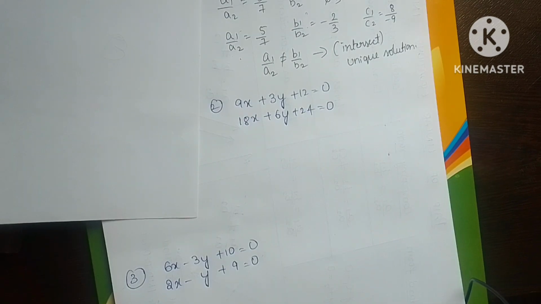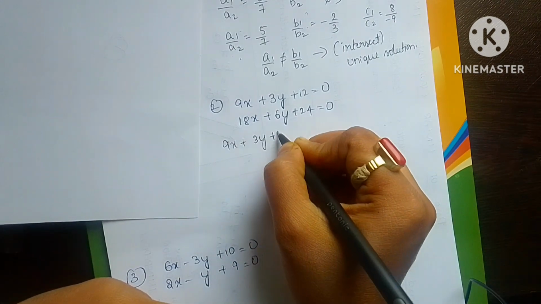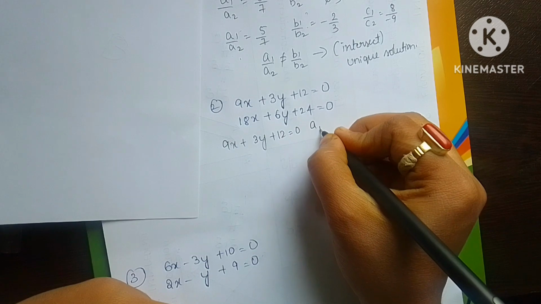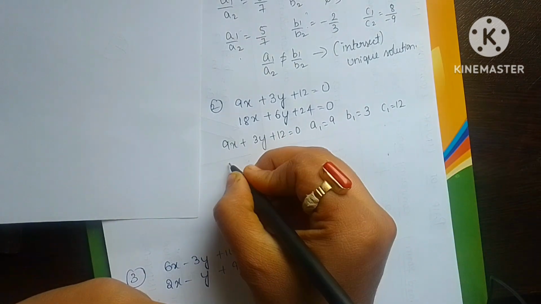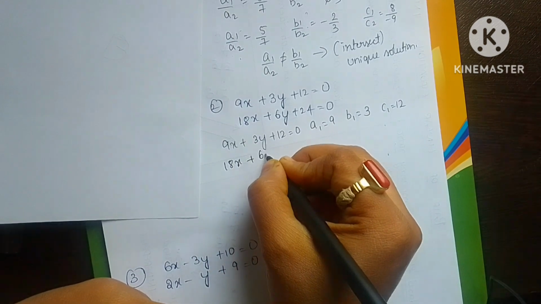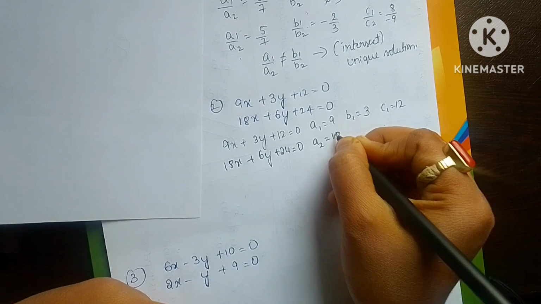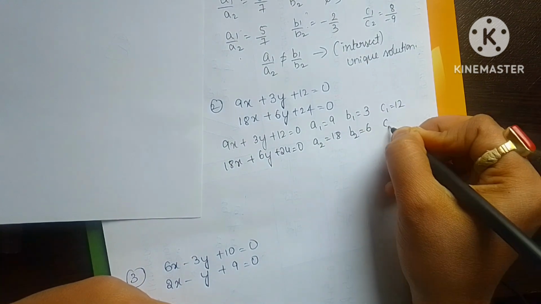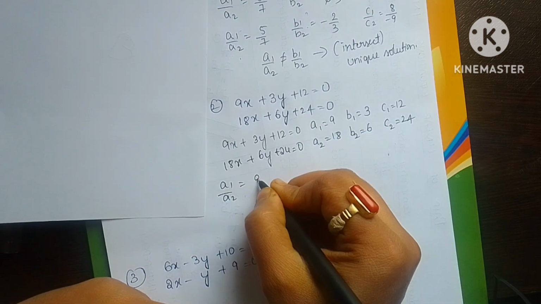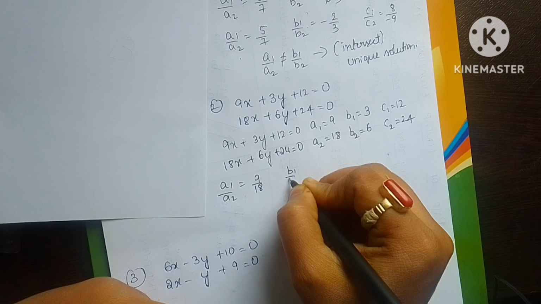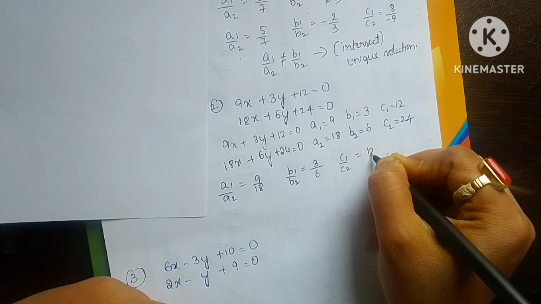The second question they have given is 9x plus 3y plus 12 equals 0. So a1 is 9, b1 is 3, c1 is 12. And 18x plus 6y plus 24 equals 0, so a2 is 18, b2 is 6, c2 is 24. Now we will do a1 by a2: 9 by 18, b1 by b2: 3 by 6, c1 by c2: 12 by 24.